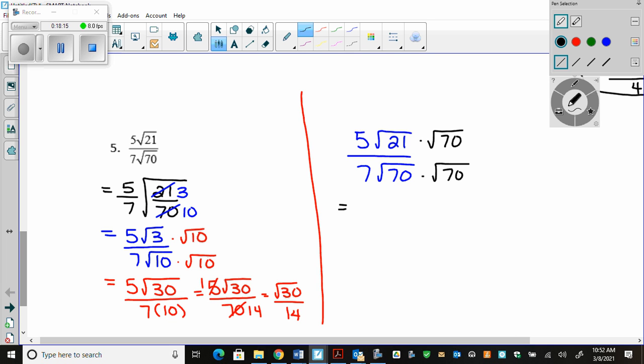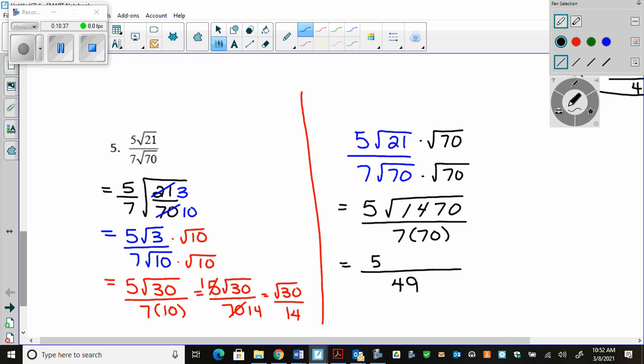And we're going to get 5 root, what's 21 times 70? 1,470. And then we get 7 times 70 on the bottom, right? Which is 490. This is just 49 and the 0. Okay, 1470, what can I break it down into? It's going to be 30 and something. Yeah? 49 and 30.